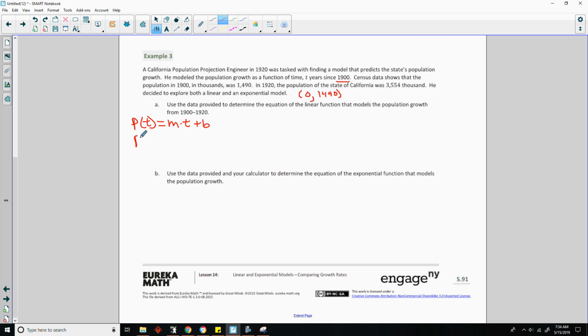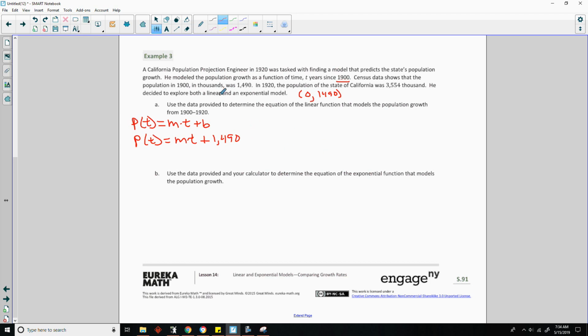So now I have P of t equals some rate of change times time plus 1,490. Remember, this is in thousands. So it's 1,490 in thousands.